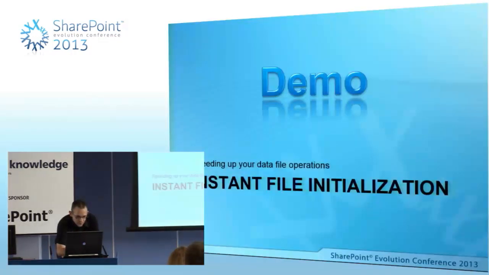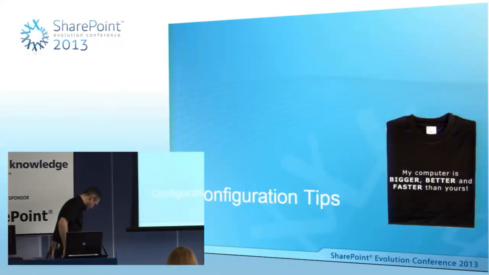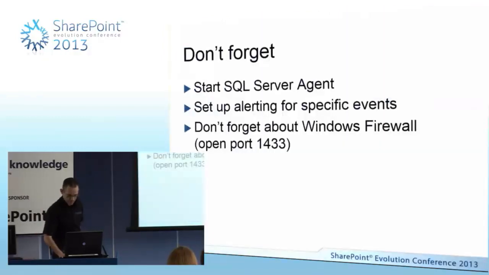And I see that I will be horribly running out of time. So, okay, some configuration tips. You have to start the SQL Server agent. That's the tool that is responsible for doing all the jobs. You have to set up alerting to get notified when certain corruptions may occur. And don't forget to open the Windows firewall port, because by default, it doesn't open a firewall port, and you're stuck there trying to figure out why your SharePoint server cannot connect to SQL Server.